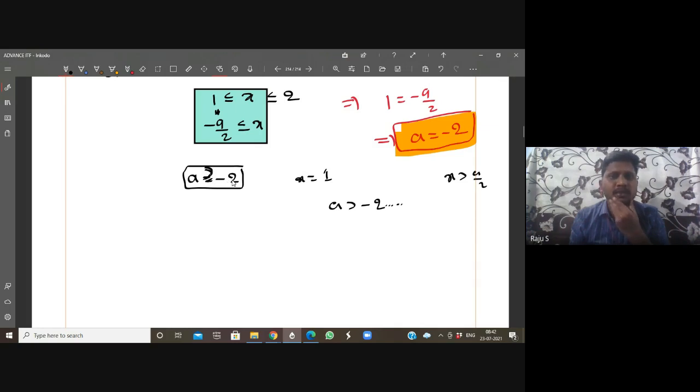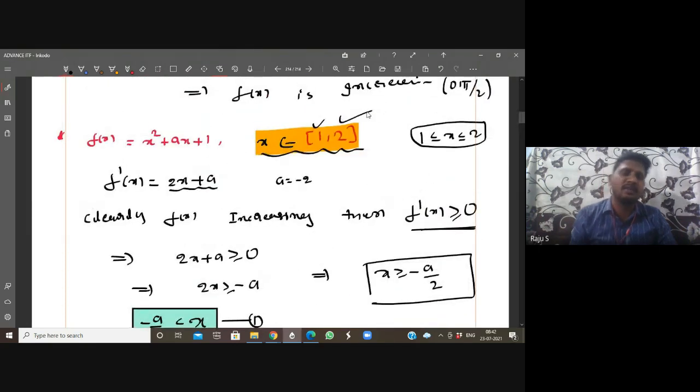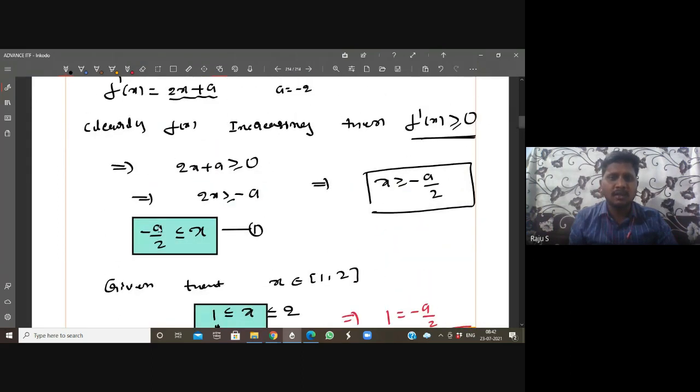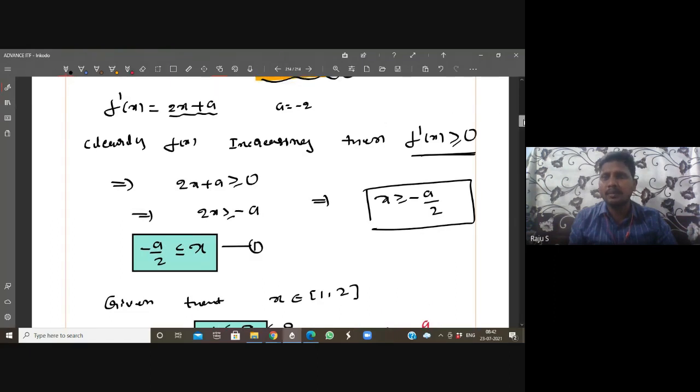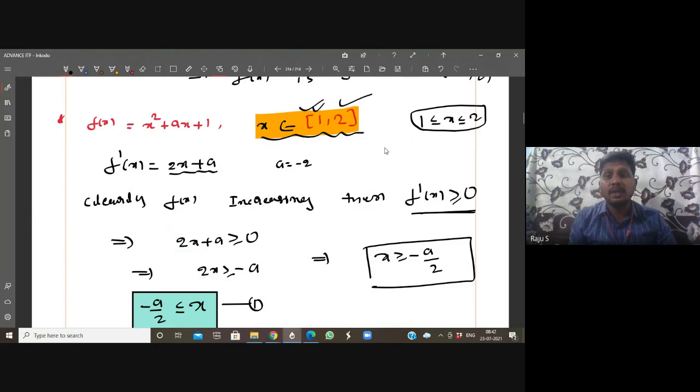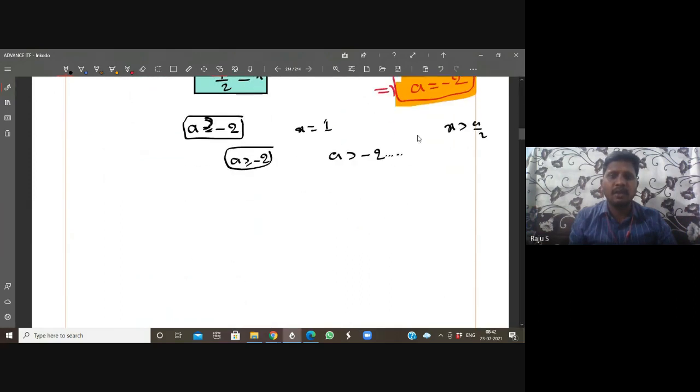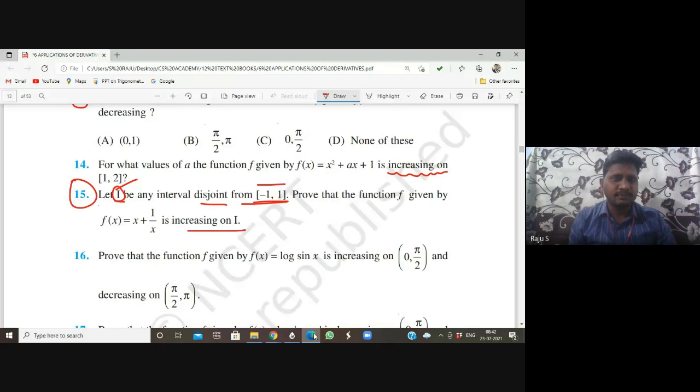Greater than or equal to minus 2, both cases are okay, because when a is greater than or equal to minus 2, the x values belong to the interval (1, 2). You can take greater than or equal to, that is absolutely right. I have taken equal to also, because when I take minus 2, x is equal to 1, and 1 clearly belongs to the given interval 1 to 2. But a should not be lesser than minus 2, because whenever it is lesser than minus 2, the x value does not belong to the given interval. So you can write greater than or equal to minus 2.